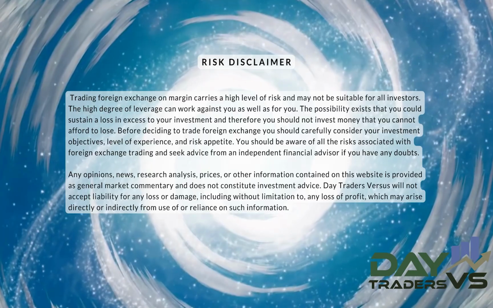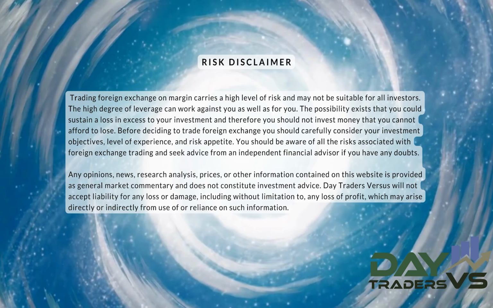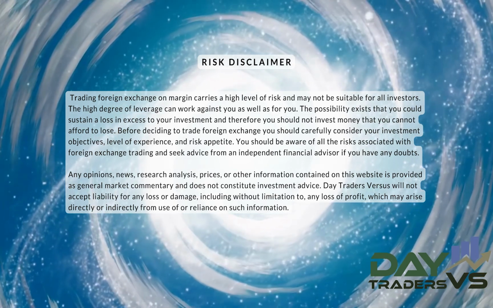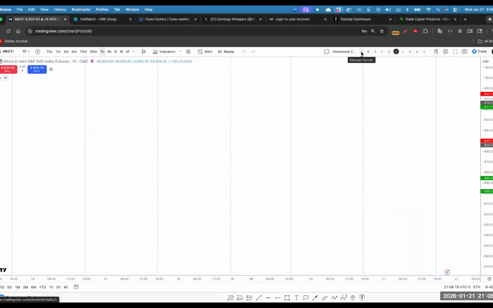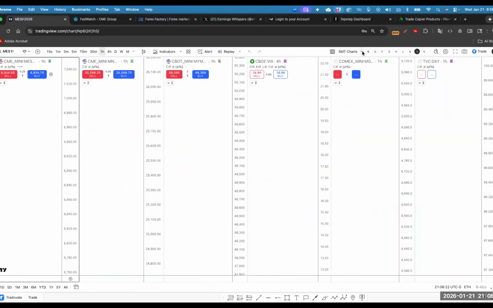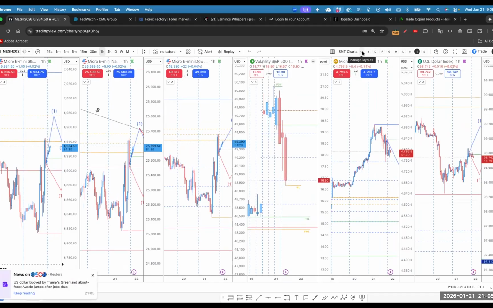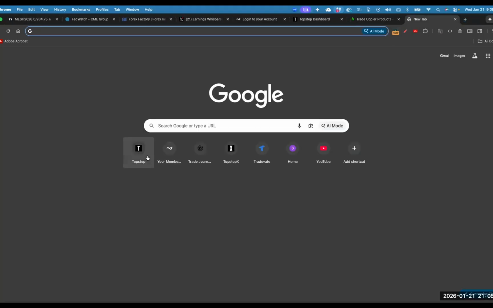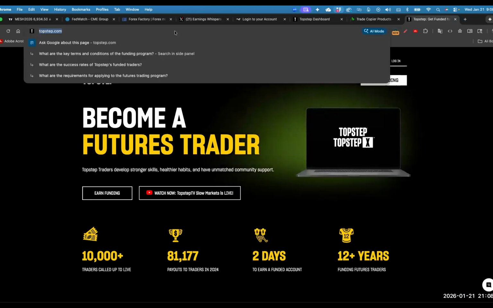Let me go to this chart. Okay. Actually, not this one. Window. Top step. TradingView.